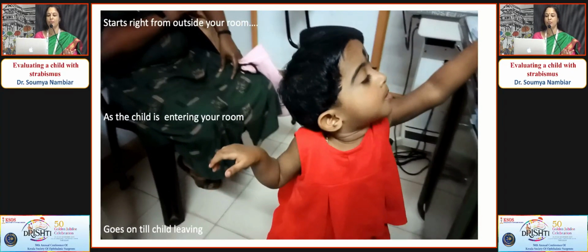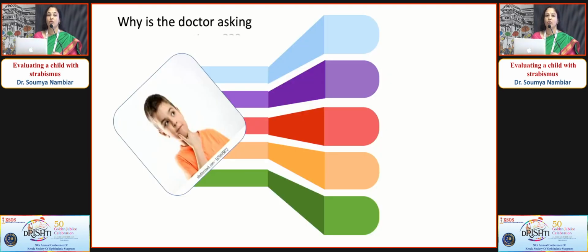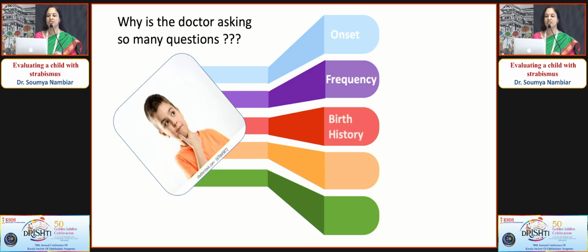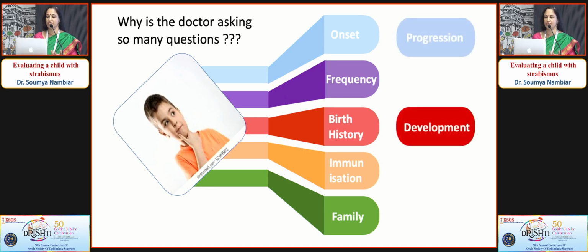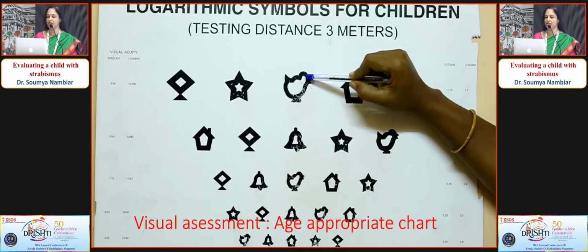Always start your examination by observing the child as the child enters your room, outside your OPD room, and it goes on till the child is leaving. You can always observe while you take the history from the parents. In the history, you need to ask under the following headings: how it started, whether it was recent or there since birth, what the frequency is, the birth history, any perinatal, natal or postnatal issues, whether the strabismus or misalignment started following an immunization, any family history, and whether the child has taken treatment in the past.